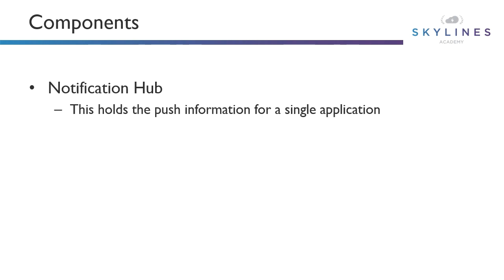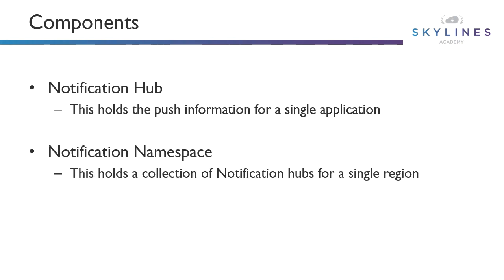There are two primary components with Notification Hub. The first is a Notification Hub. This is a resource that holds the push information for a single application. This means you have one Notification Hub for each application that you are using. The other component is a namespace, and this holds a collection of Notification Hubs within a single region. The general recommendation, though, is to have one namespace per application. While you can do this at the Notification Hub, it makes things easier to manage.